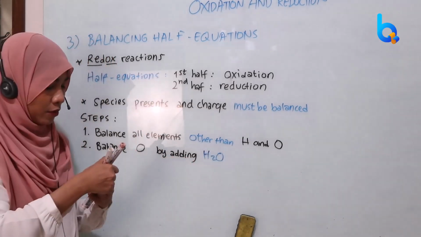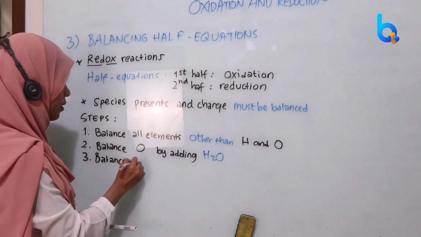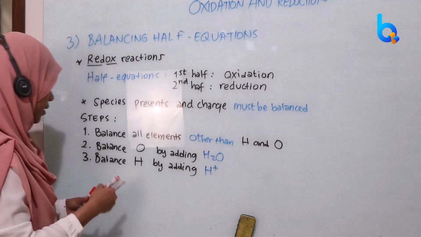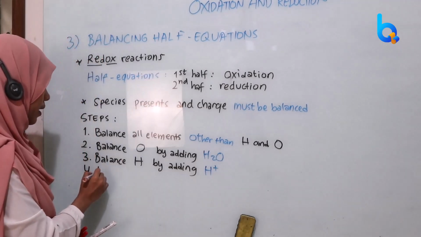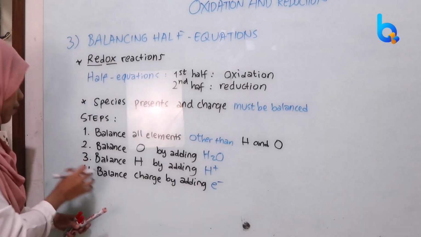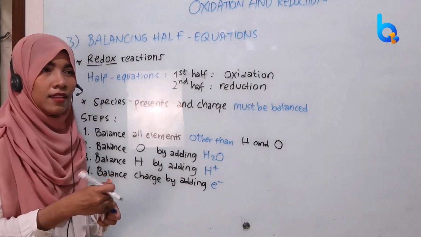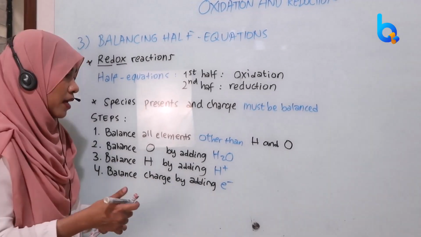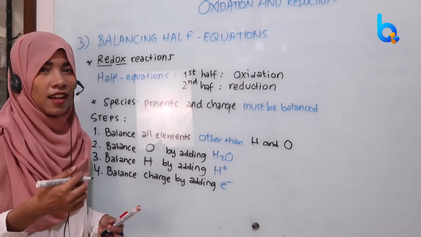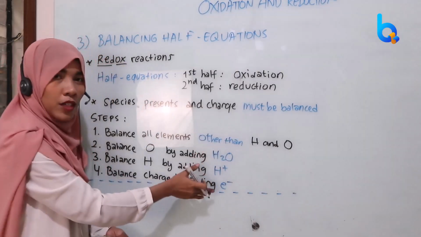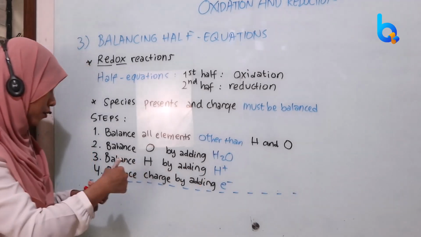And then the third step will be balance the hydrogen atoms by adding hydrogen ions, or H+. After that, number 4, we balance the charge for each side by adding electrons. However, sometimes there is a situation where an alkaline solution is used. As you know, alkaline solution has a high content of hydroxide ions. In this process, we don't have any hydroxide ions, right? So we have to add more steps here.